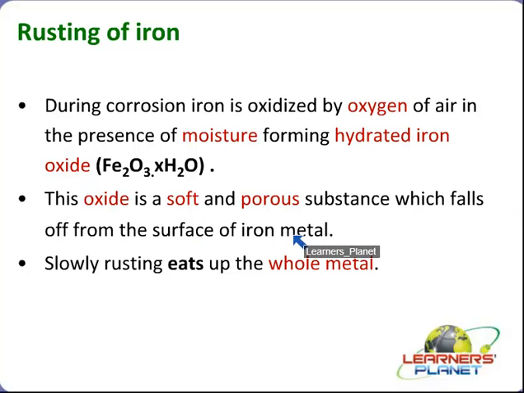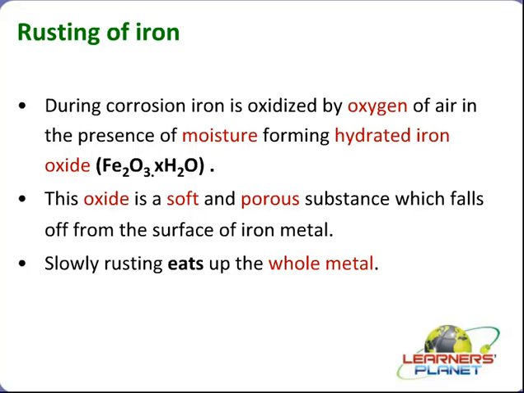Now this substance which is formed on the surface of iron is a soft and porous substance which falls off from the surface of the iron metal. Yes, when you scrub it, this substance falls off. So when there is a corroded or rusted iron object, what we normally do is scrub the surface. Now when we are scrubbing the surface, what are we doing? We are removing the iron oxide deposited. Now with the iron oxide, what is happening? Iron is also being removed.